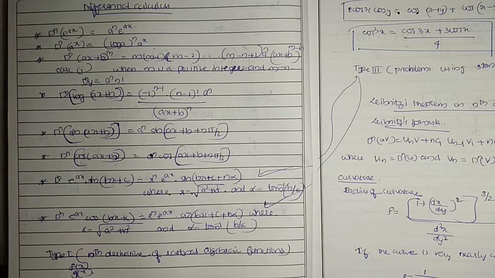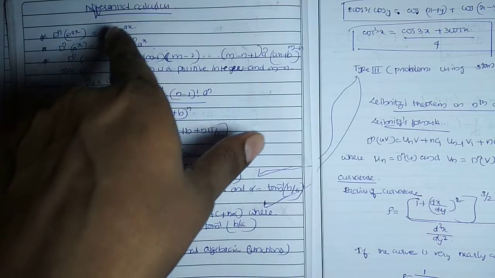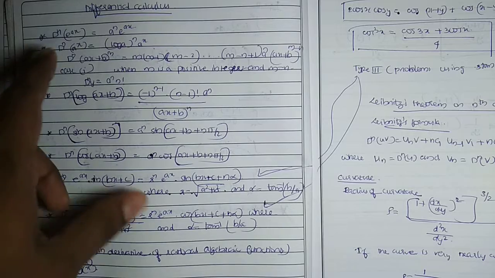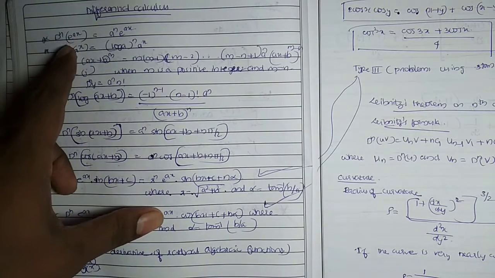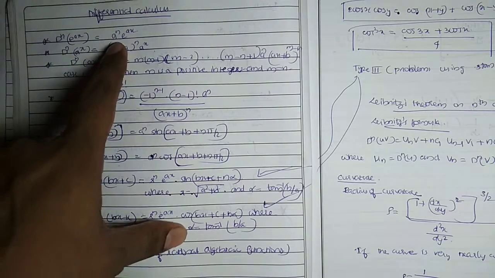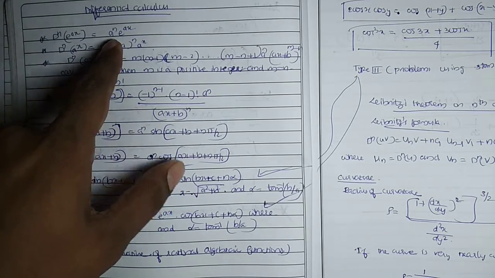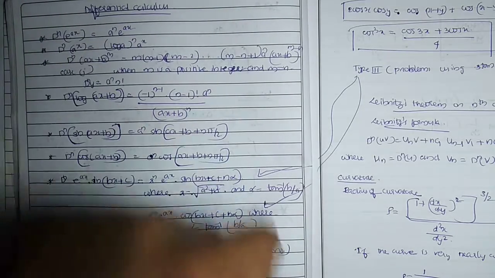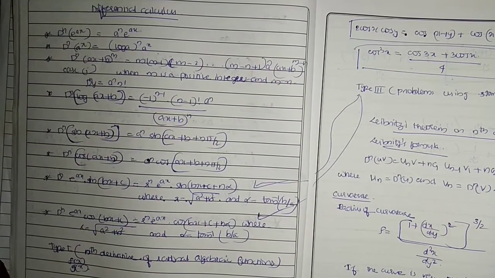Differential calculus. The nth derivative of e raised to ax is equal to a raised to n into e raised to ax. Here we take the constant outside like in ordinary differential calculus. A raised to n is a constant, so it is taken outside, then a raised to n into e raised to ax.